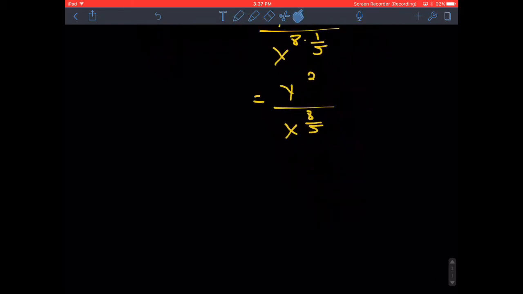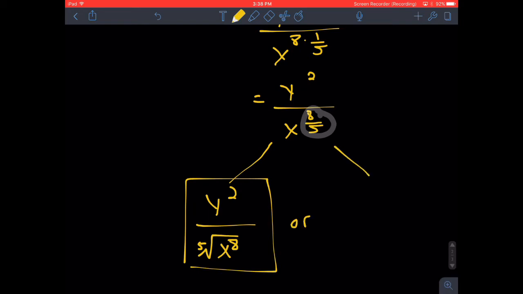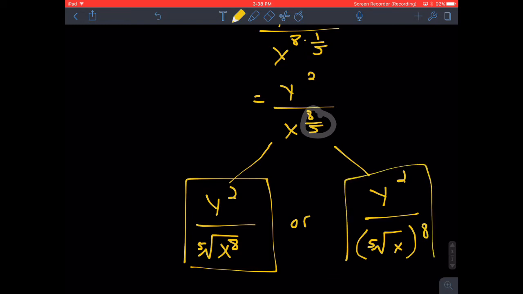Now, the directions told us that we couldn't leave any fractional exponents, which means we have business with that 8/5. So we can write our answer one of two ways. Either y squared over the 5th root of x to the 8th as one solution, or, on the other hand, y squared over the 5th root of x in parentheses raised to the 8th power. Either one of these is acceptable.